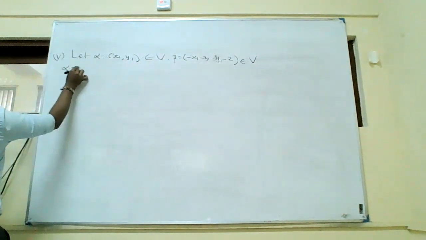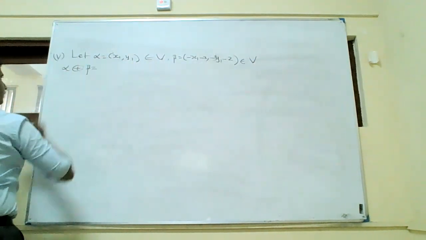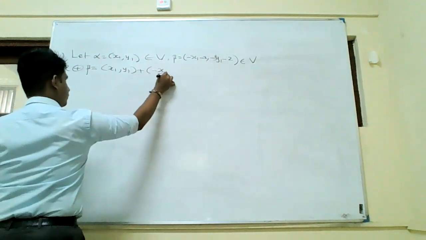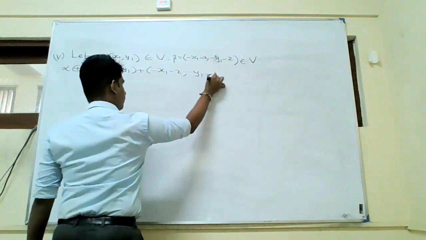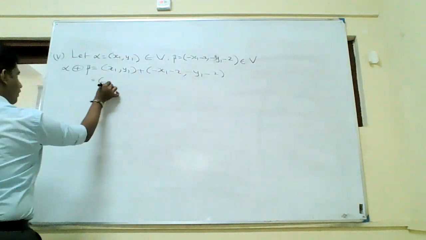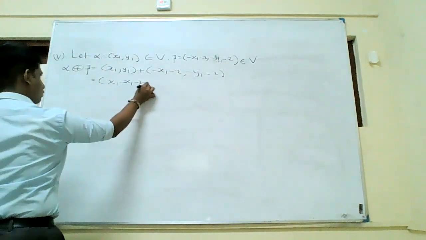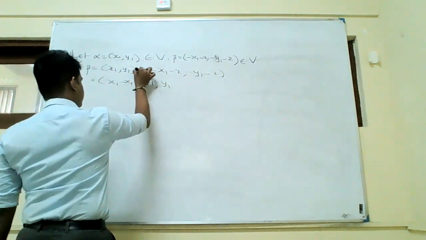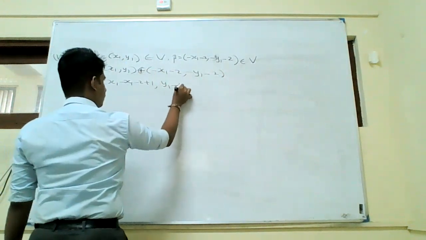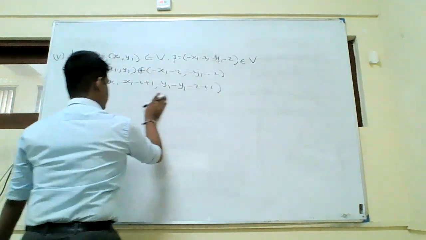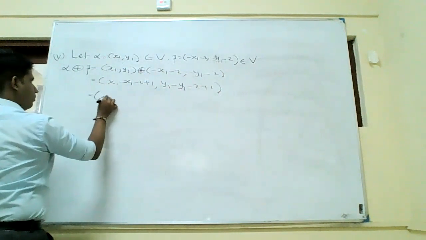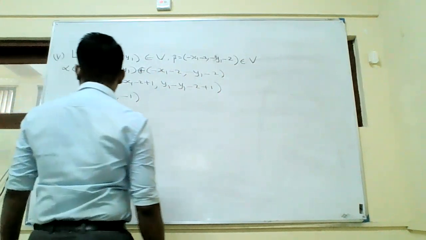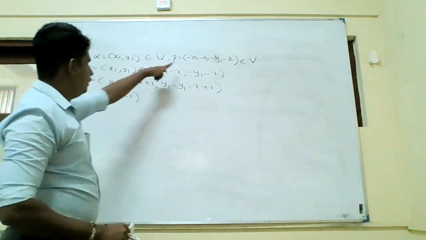Then if you add that by vector addition, you get (x1, y1) plus (minus x1 minus 2, minus y1 minus 2). Then you have x1 minus x1 minus 2 plus 1, and y1 minus y1 minus 2 plus 1. So this one is minus 1, this is minus 1. This is your identity. Then my question is, how can you find this inverse?